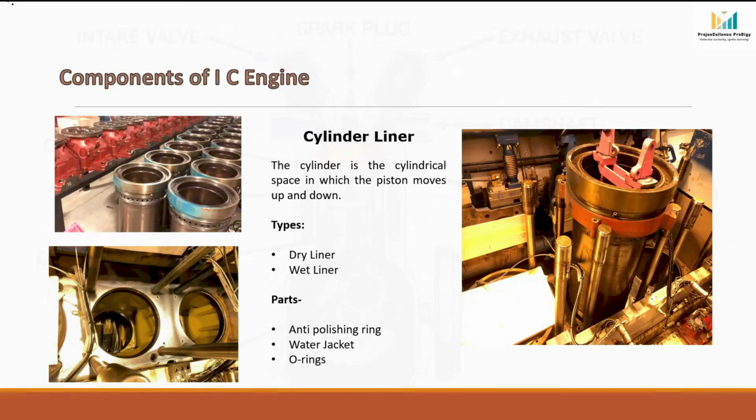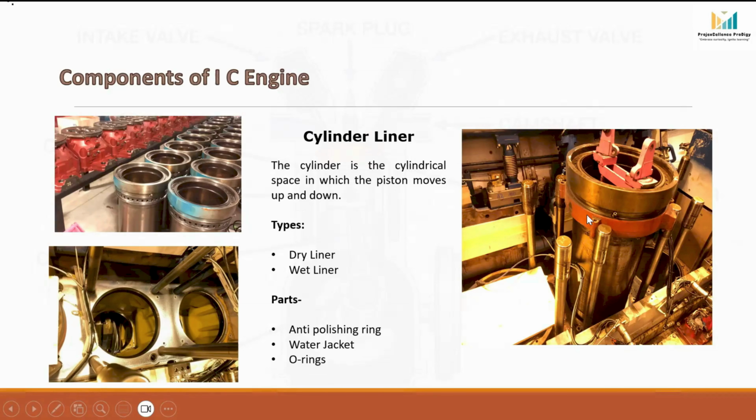Based on the cooling arrangement, cylinder liners are generally classified into two types: dry liners and wet liners. In a dry liner, the cooling water does not come into direct contact with the liner. The heat generated in the liner is first transferred to the engine block and then from the engine block to the cooling water. The liner we can see here is a dry liner.